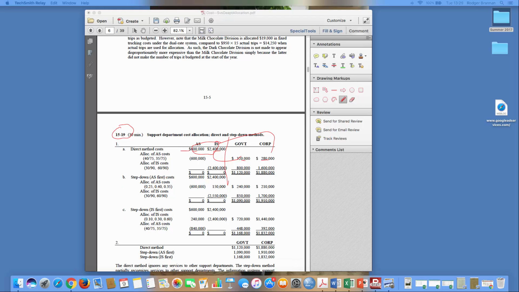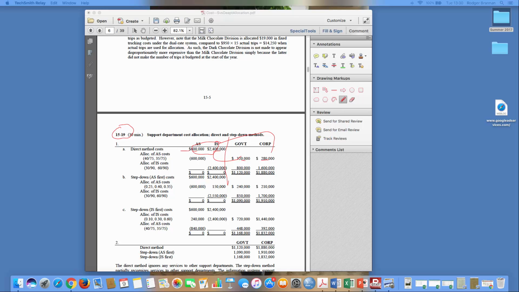Okay, now I'm looking at the direct method. We're not going to particularly worry about the amount of direct costs that are already in government and the corporate side of it. The government has $8,756,000 of direct cost. The corporate has $12,452,000. But again, those are irrelevant to the question of how do I go about allocating the support department costs under the two different methods.